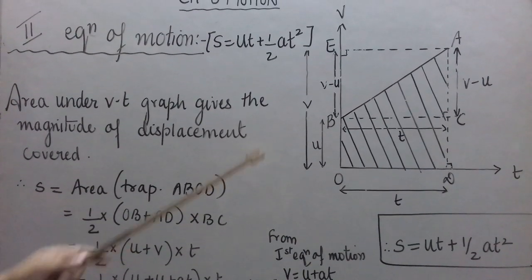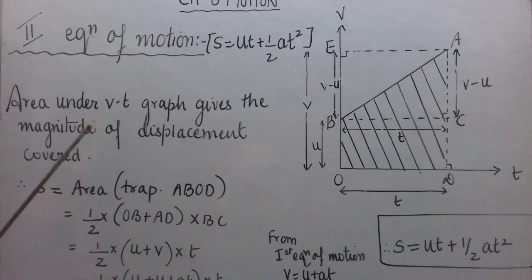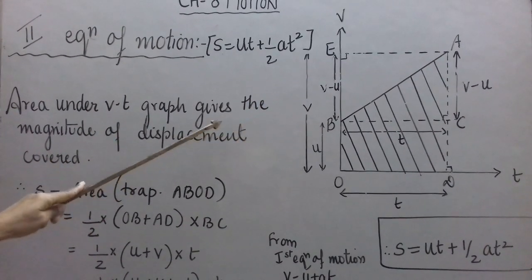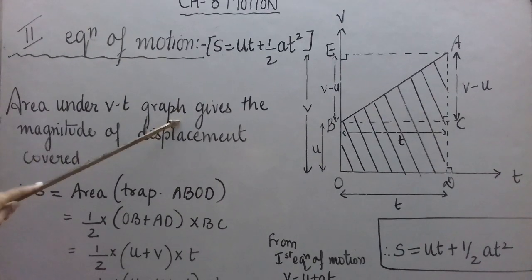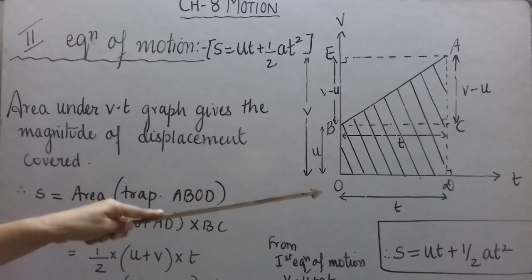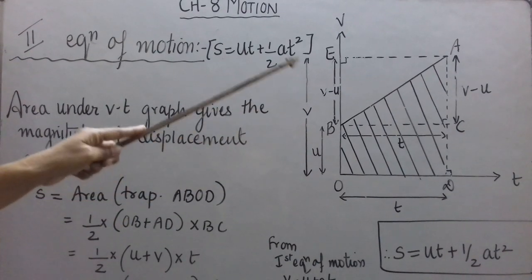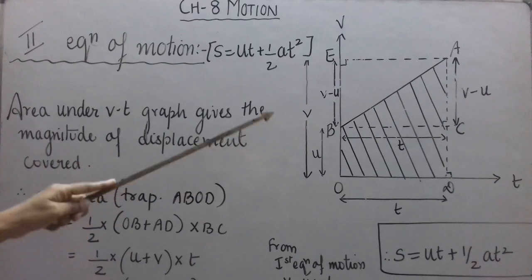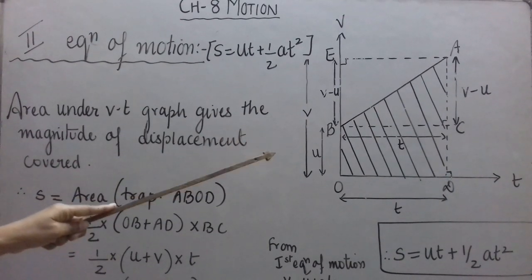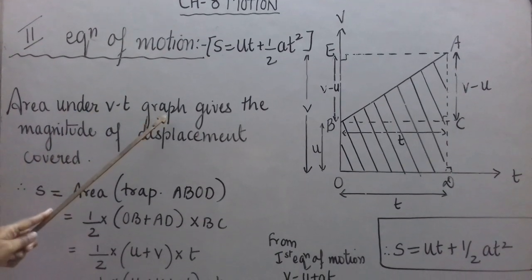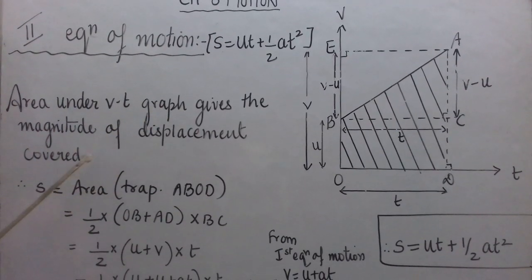Now look at the figure. What is area under the VT graph? Our graph is AB and area under that graph, I have told you before also, is the area above the time axis and below the graph. So this I have shaded, and we know that it takes the shape of a trapezium. So area of VT graph gives the magnitude of displacement covered.